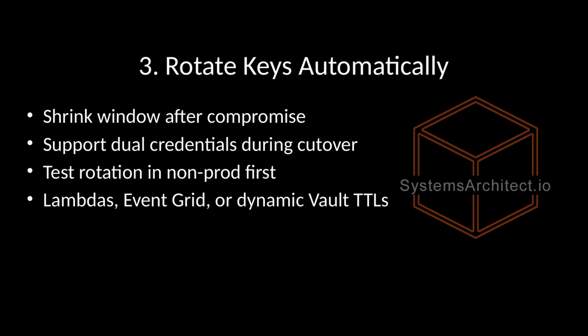Designed for zero downtime with 2 live credentials during cutover. AWS current and previous staging labels, for example, and test rotation in non-prod first, so you do not lock yourself out. Secrets Manager Lambda templates rotate RDS and friends every 30 to 90 days. Key Vault near expiry events drive functions. Vault dynamic secrets often remove rotation by minting 1-hour credentials per request.